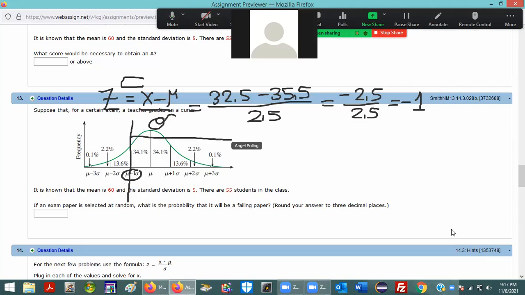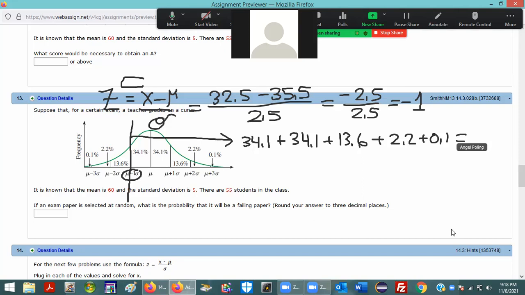And so to exceed it will be all of this value, 34.1 plus 34.1 plus 13.6 plus 2.2 plus 0.1, right? So that is 68.2 plus 15.9 equals 84.1, right? And these are all percents.